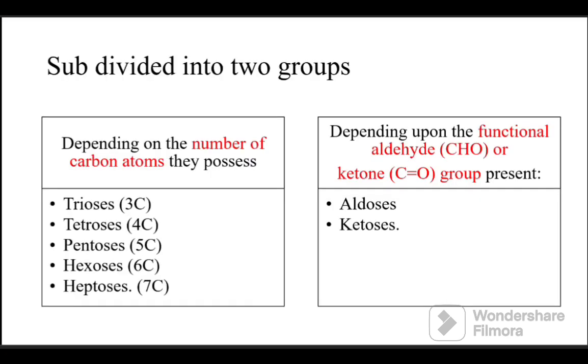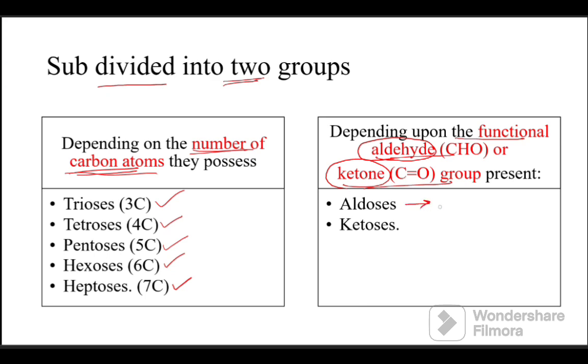Now these monosaccharides are again subdivided into groups based on the number of carbon atoms they have and also based on the functional group present. Based on the number of carbon atoms, they are divided into trioses, tetroses, pentoses, hexoses, heptoses, and so on. And based on the type of functional group present, aldoses if they have an aldehyde functional group, and ketoses if they have a ketone functional group.